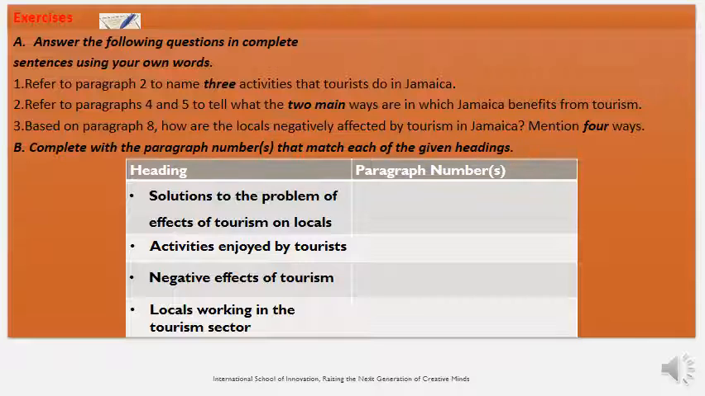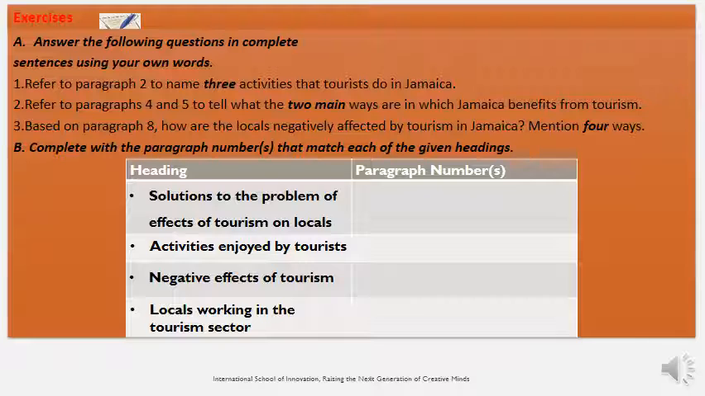So now let's start with the exercises. I'm going to do exercises A and B with you now, and you are going to continue the rest in the worksheet. Of course, when you are doing the exercises in the worksheet, you can refer to the lecture in order to find the text, okay? So let's start with the first question. Refer to paragraph 2 to name 3 activities that tourists do in Jamaica. Some of the activities that they do in Jamaica are going to the beach, visiting cultural places, caves, and so on. There are so many activities mentioned in paragraph 2. You can find even more than 3 activities.